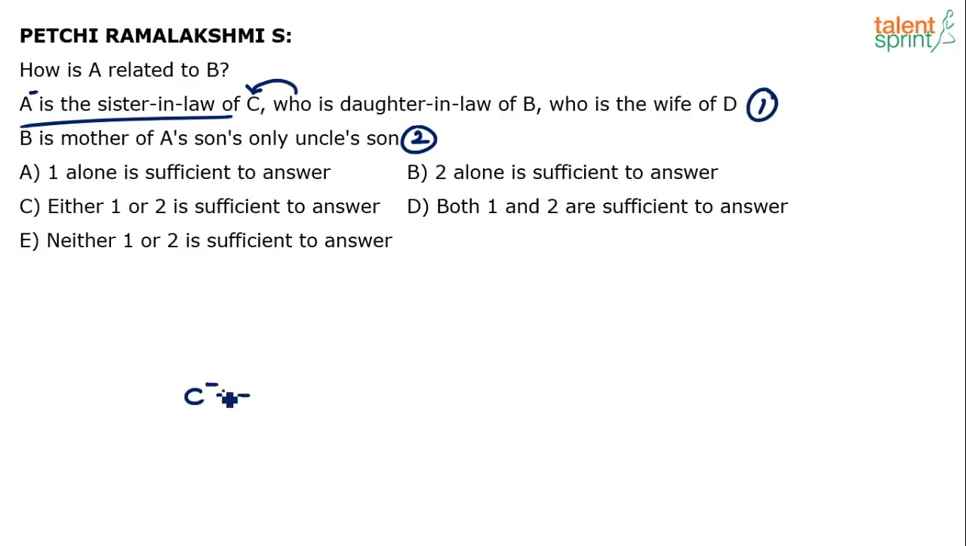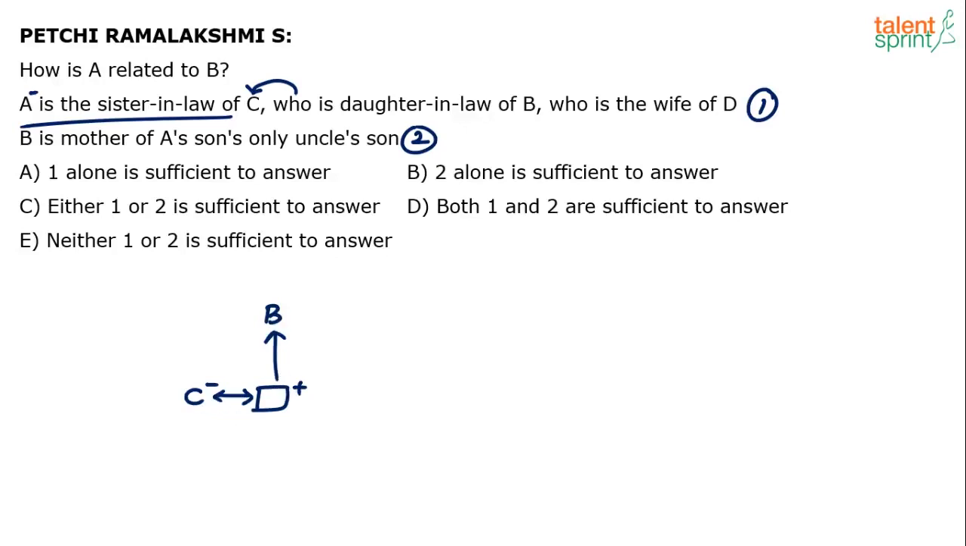Daughter-in-law of B, meaning what? C has a husband. We don't know who that person is. And that husband's parent is B. You're able to follow? C is the daughter-in-law of B. So B's son's wife. Your son's wife is your daughter-in-law, right? That's the point here. So B's son's wife is C. So C becomes the daughter-in-law of B. Again, whether B is the father or mother is not known to us, but this is the leg of the family tree.